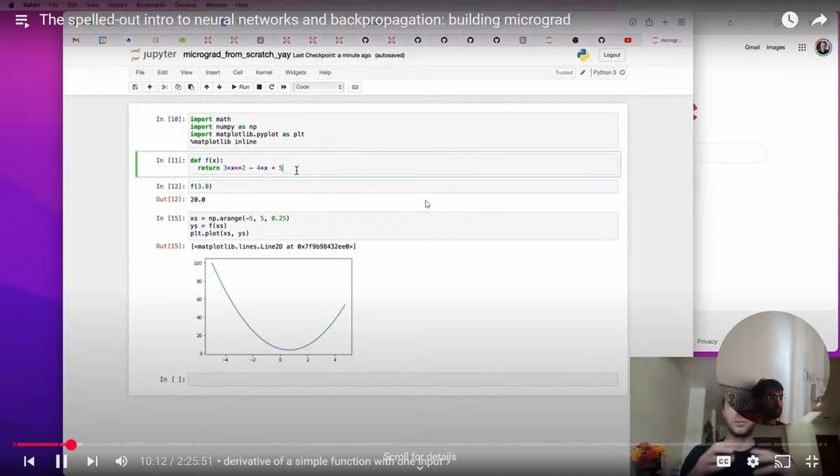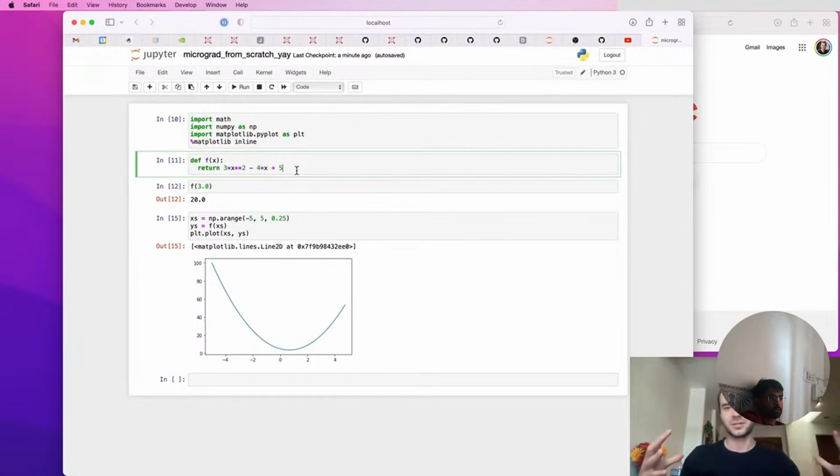because no one in neural networks actually writes out the expression for the neural net. It would be a massive expression. It would be thousands, tens of thousands of terms. No one actually derives the derivative, of course. And so we're not going to take this kind of symbolic approach.